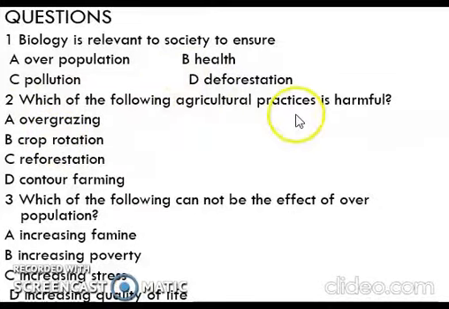Which of the following agricultural practices is harmful? A, overgrazing. So we already have the answer here, it's A. Which of the following cannot be the effect of overpopulation? Increasing famine, yes. Increasing poverty, yes. Increasing stress, yes. Increasing the quality of life cannot be an answer.